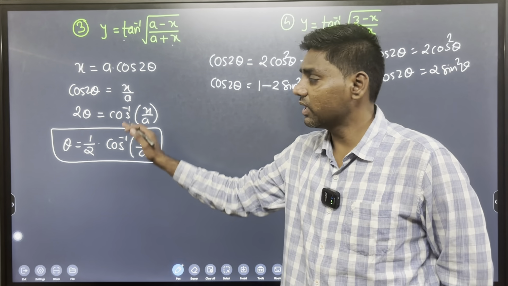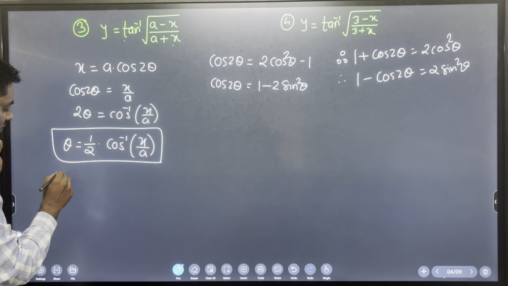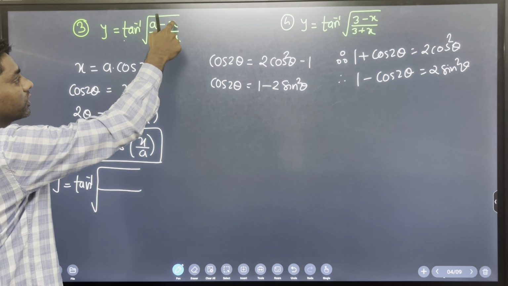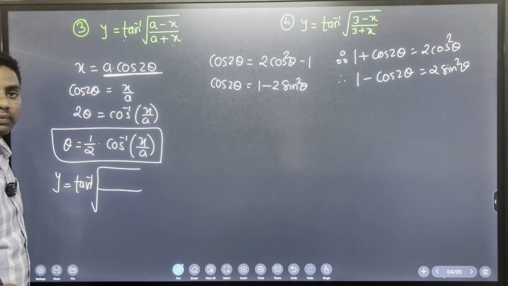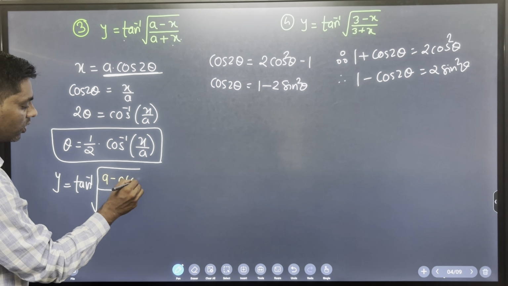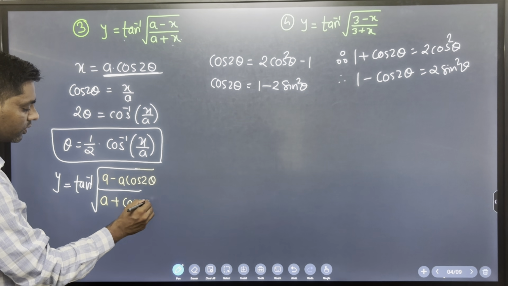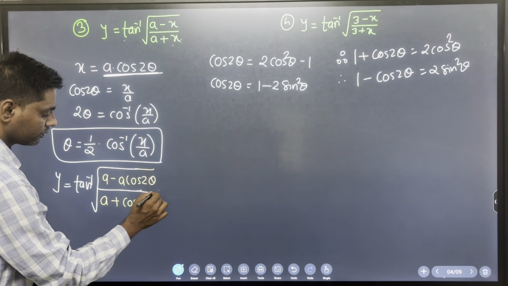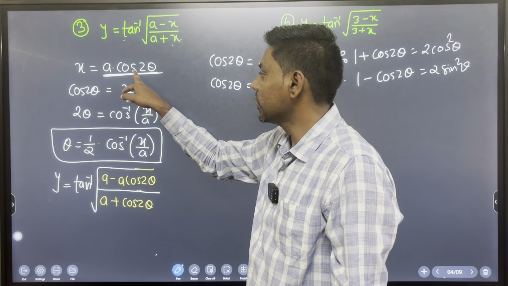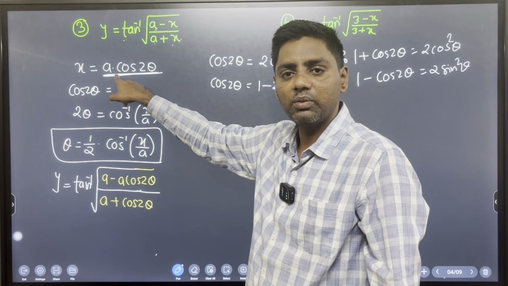After substituting you can find that the question is very easy. Now when we substitute, y equals tan inverse of the expression, with x replaced by a cos of 2 theta. So whenever we replace this, we get a minus a cos of 2 theta divided by a plus a cos of 2 theta. The question is completed. Remember that whenever you take the substitution in terms of a multiple angle formula, if a constant is present, take it as it is for the multiplication.